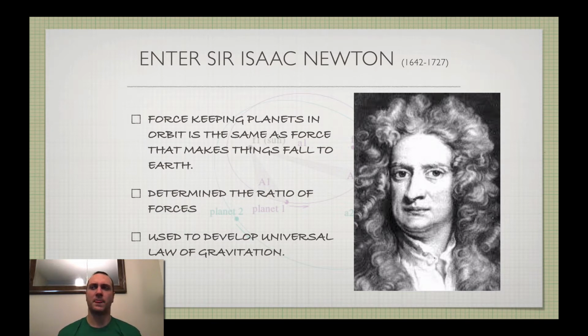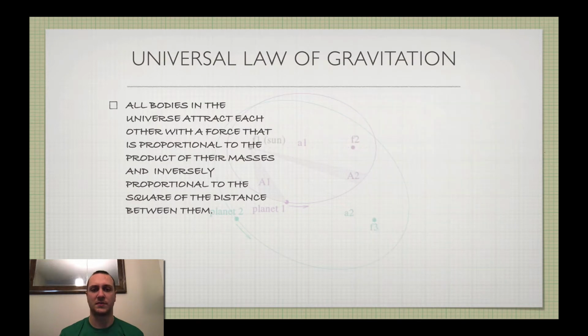He shows up just after Kepler. He wanted to look at, well, why are the planets behaving in these elliptical patterns? So he was able to look at how planets were moving and set out to figure out why. And the big thing that he really wanted to do was figure out how those forces changed based on masses of objects and based on distances between objects. And he was able to use that information to develop what is now known as the universal law of gravitation.